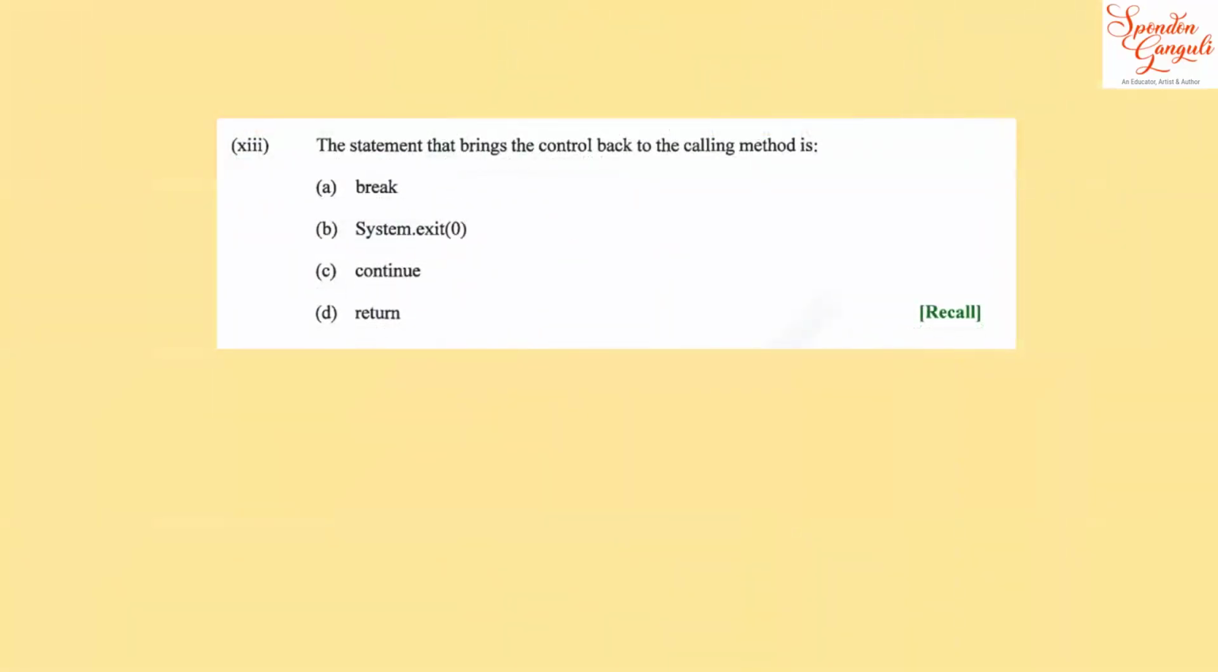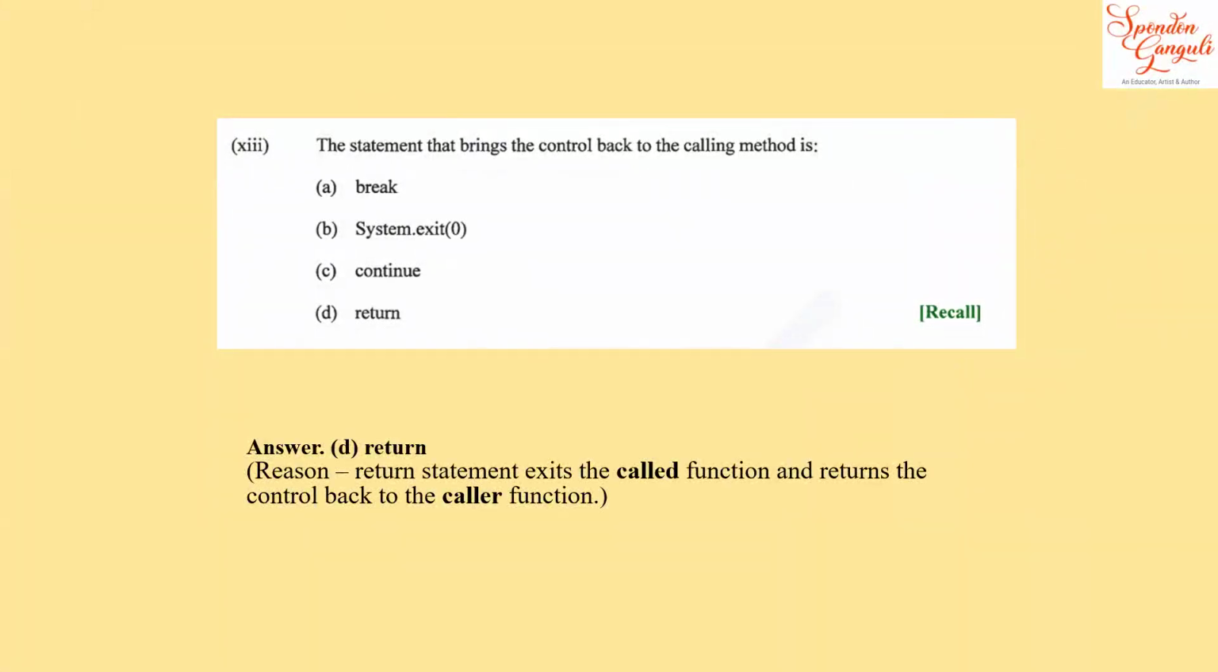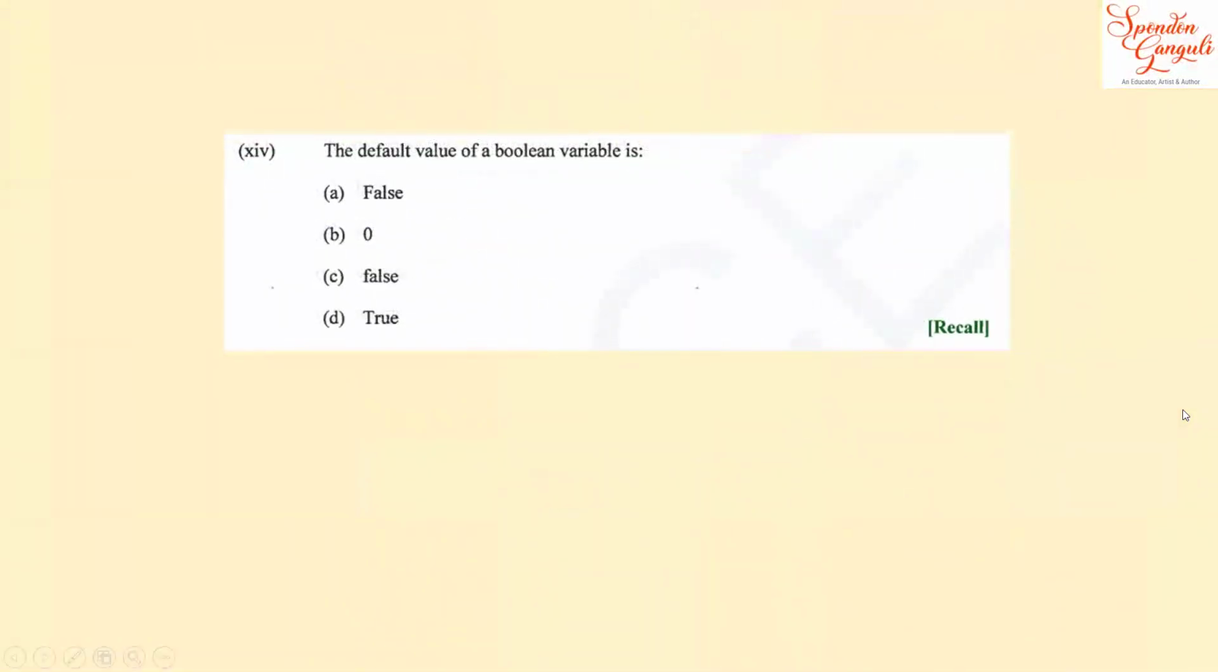Number 13, the statement that brings the control back to the calling method. It is return. The return statement exits the called function and returns the control back to the caller function. The default value of a Boolean variable is false, and that is in small letters. So option C, keep this in mind.